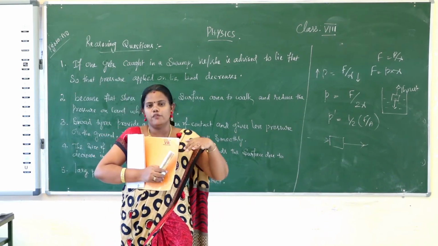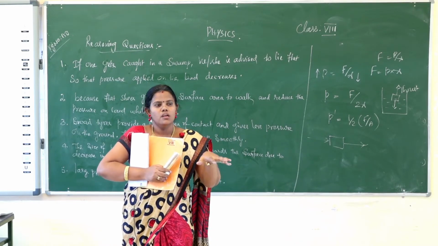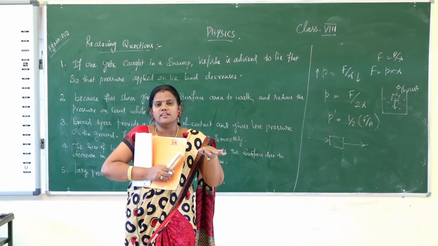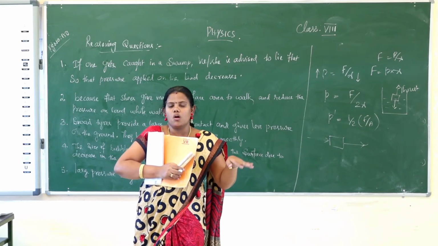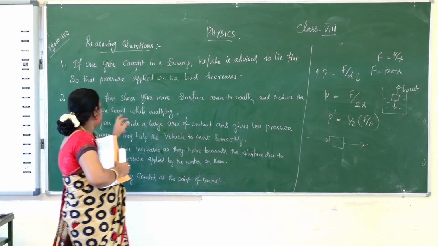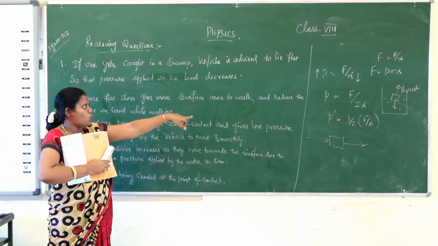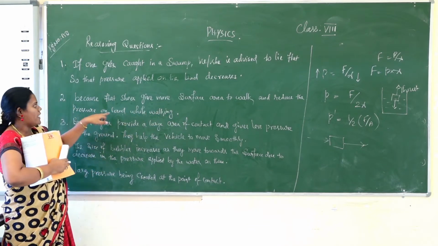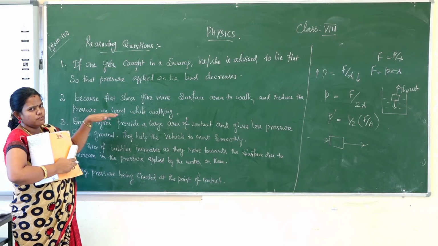Suppose you wear the flat shoe, it will be giving the larger area of contact, so the pressure is exerted out by using the flat shoe reduces. So pressure reduces automatically, you walk on easily. Okay, so that is the answer, because the flat shoes give more area of contact to walk and reduce the pressure on land while walking. Pressure எப்போ reduce ஆகுதோ அப்போவே ஆட்டோமேட்டிக்காக நீங்கள் ஃப்ரீயாக மூவ் ஆக முடியும்.